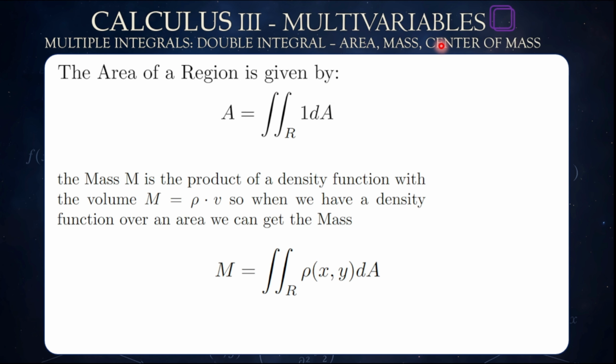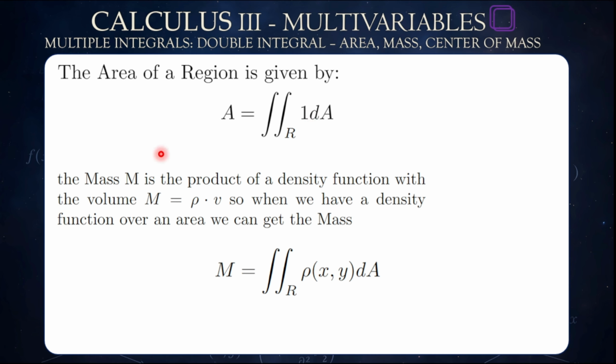Area, mass, and center of mass. So how can we get these three parameters from a double integral? Let's say the area of a region, the region is actually R, so the area is equal to the double integral over R of 1 dA. Again, as we mentioned before, this is when the function f(x,y) is equal to 1. So what you're getting from the integral, instead of the volume, is actually the area of that region.